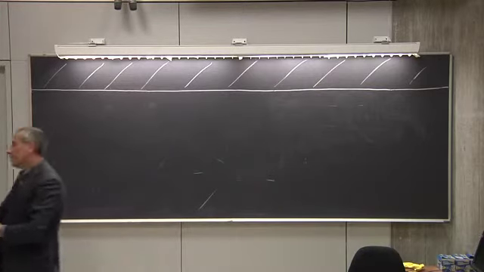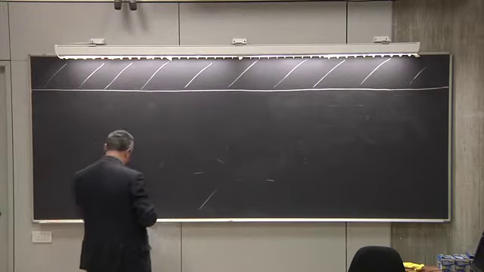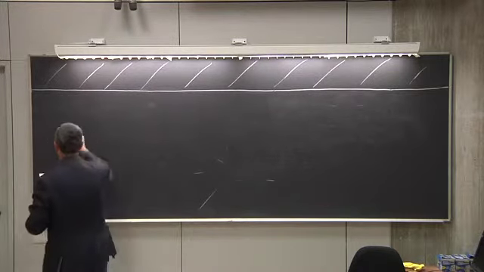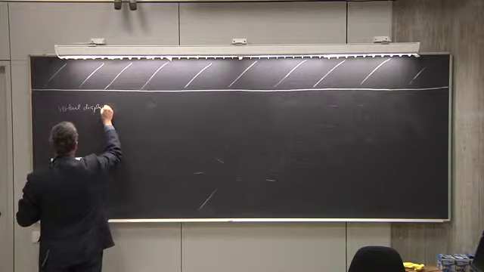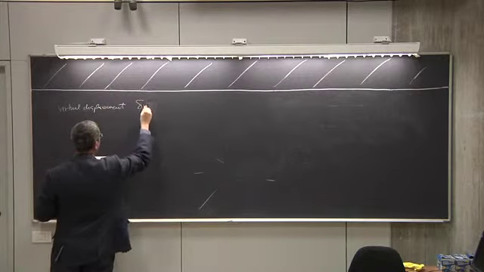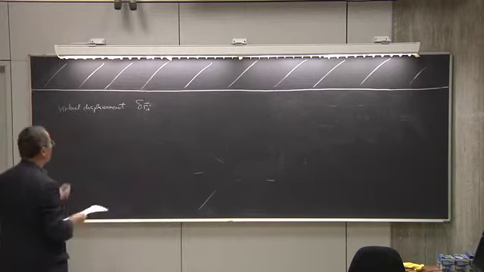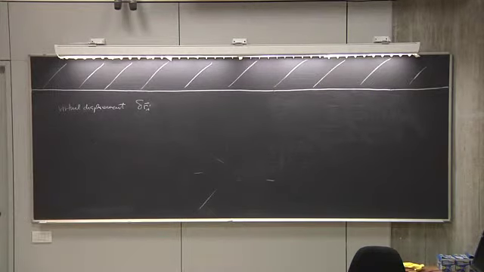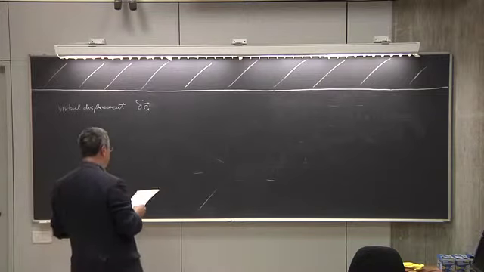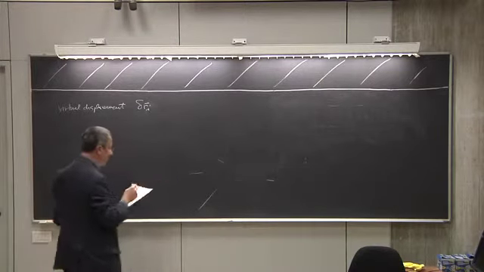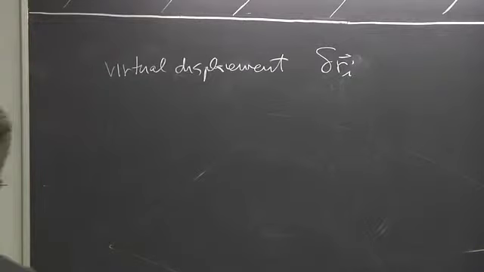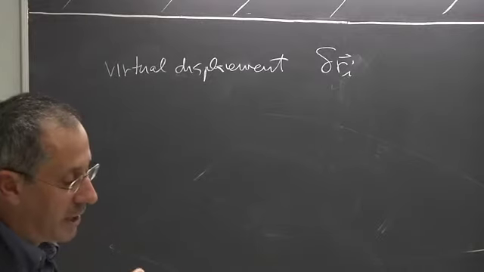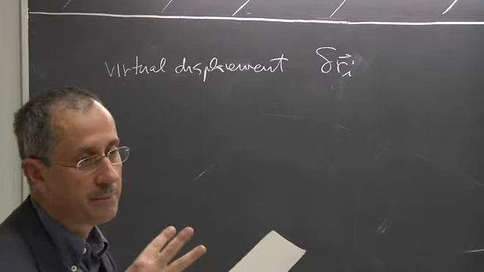Okay, I need one last concept, and then we start deriving these Lagrangian equations. And this is, I don't know if you have heard about this, virtual displacement, that I call delta Ri. So it's a small displacement, but it's not just a displacement. It is called virtual because it is a change in the system configuration that is consistent with all the forces and the constraint frozen at the initial time.